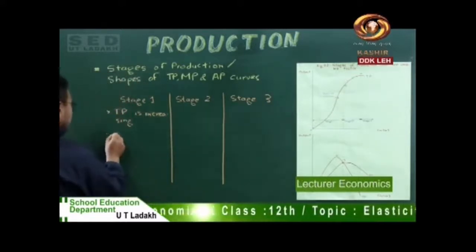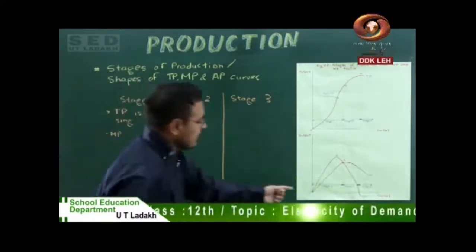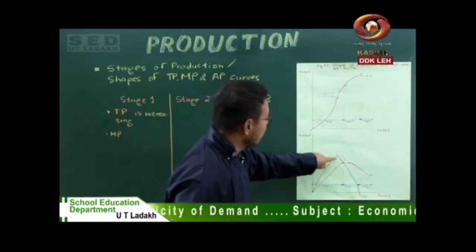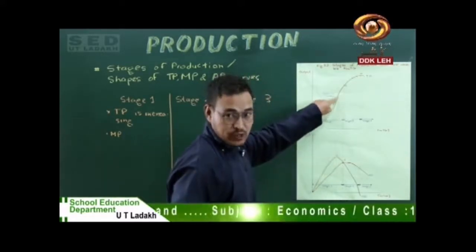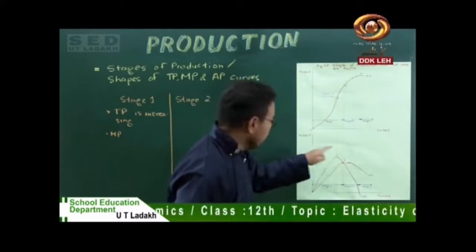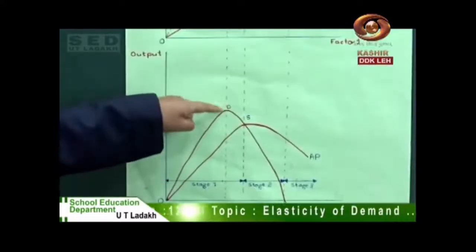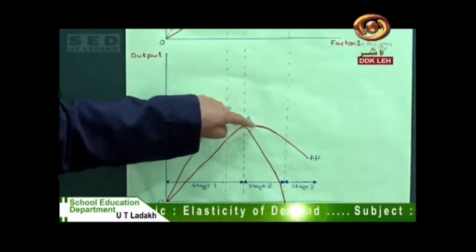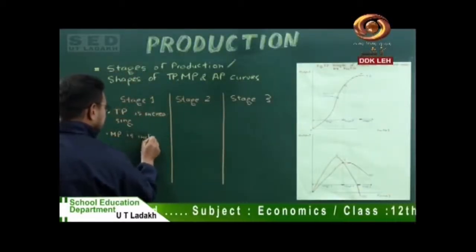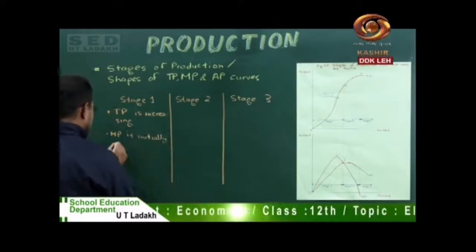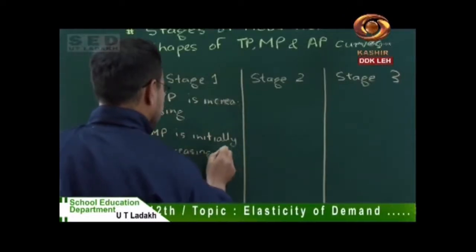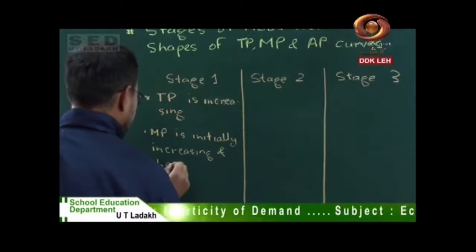Second, if we look at the MP curve, it is increasing, and it reaches its maximum possible point at D, which corresponds to your point of inflection F, and after that it is decreasing. So in stage 1 itself, your MP is increasing, but beyond point D, it starts decreasing. So that is the trend of MP. MP is initially increasing, and then decreases.